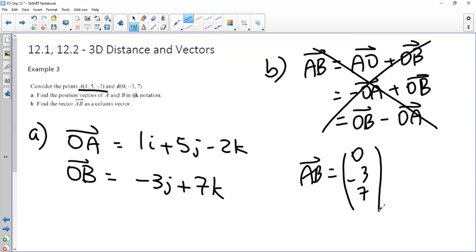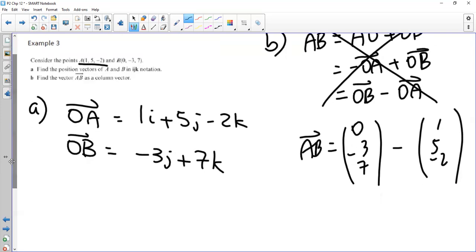I hate the i, j and k. The reason I don't like i, j and k is that you might make a mistake of not putting the 0 on the i, because there's an i missing in there. So sometimes it could be quite confusing. However, when you write a column vector, there are always 3 numbers. Minus A. So B minus A, 1, 5, minus 2. So 0 minus 1 is minus 1, minus 3 minus 5 is minus 8, 7 minus 2 is 9. That's easy. AB equals minus 1, minus 8, 9. Okay, straightforward, nice and easy.